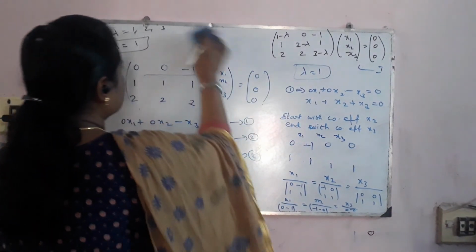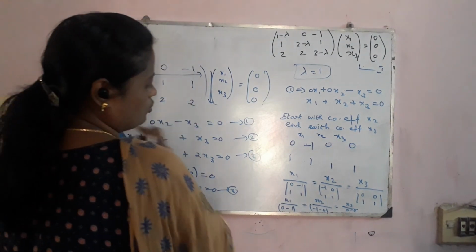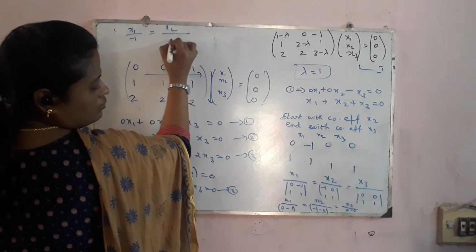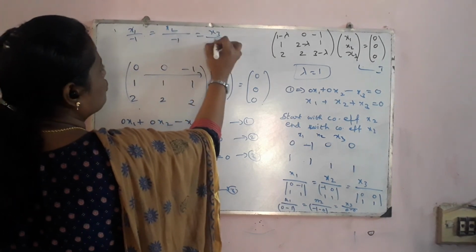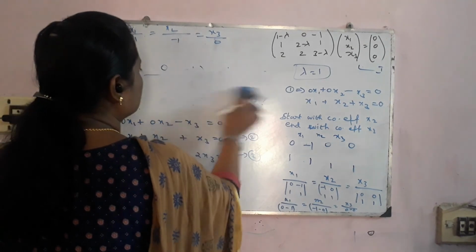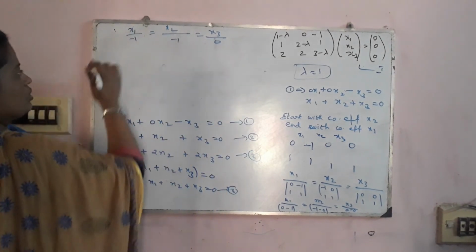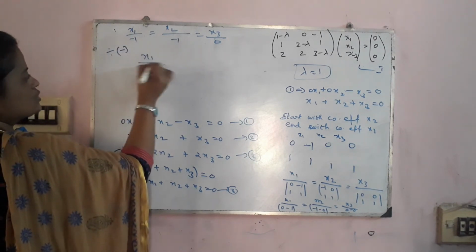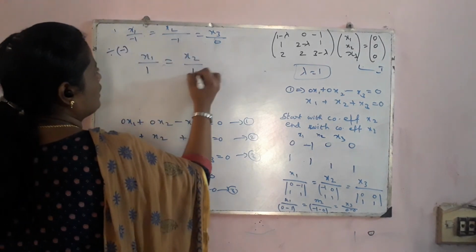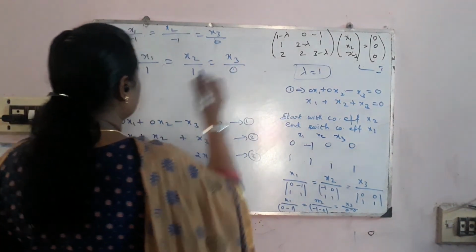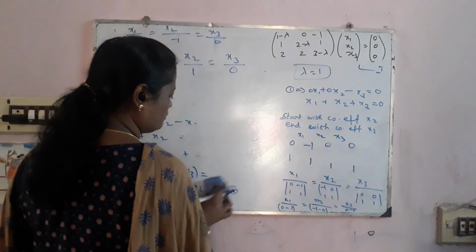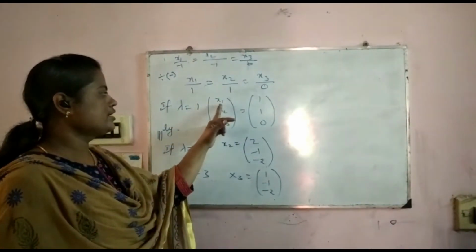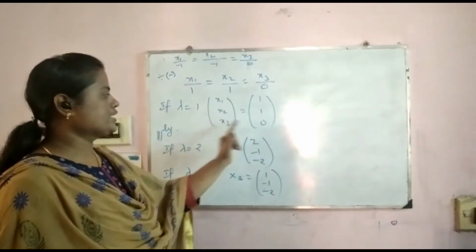So obviously you are getting here, if lambda is equal to 1, x1 by minus 1, x2 by minus 1 and x3 by 0. Then again you have to divide by the negative symbol, because always the first value must be positive. Divide by negative, so that is x1 by 1, x2 by 1 and x3 by 0. Therefore if lambda is equal to 1, we are getting the eigenvector x1 equal to 1, x2 equal to 1, x3 equal to 0.